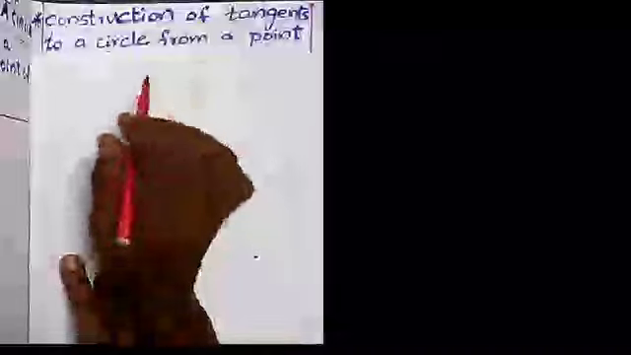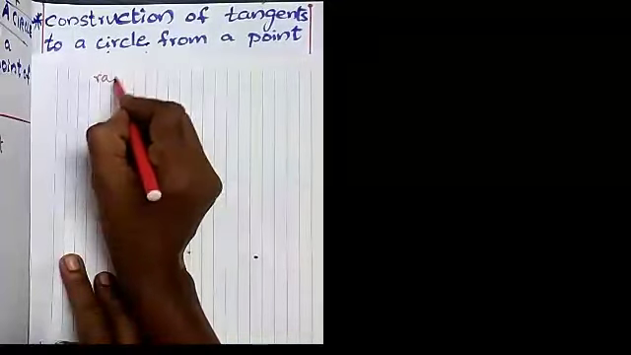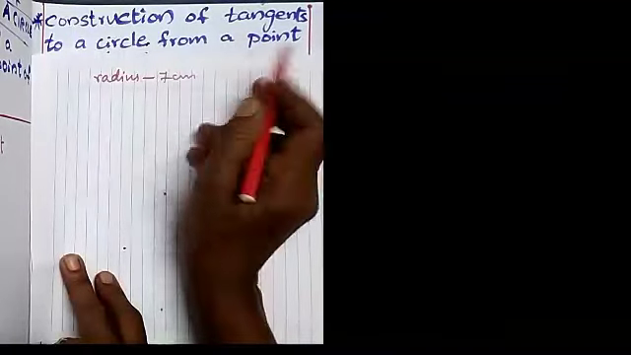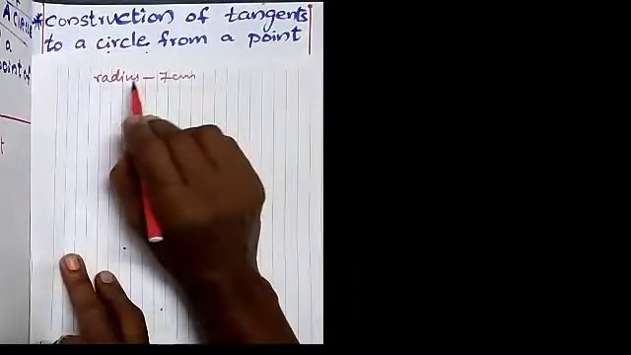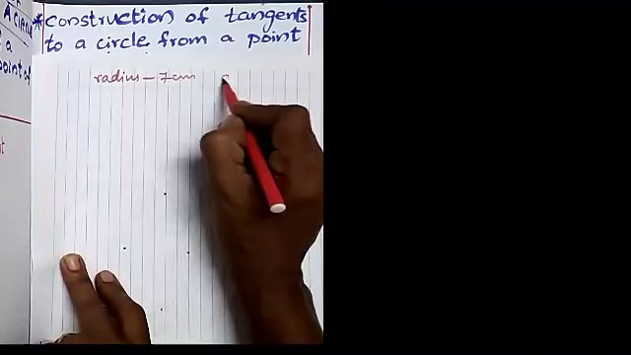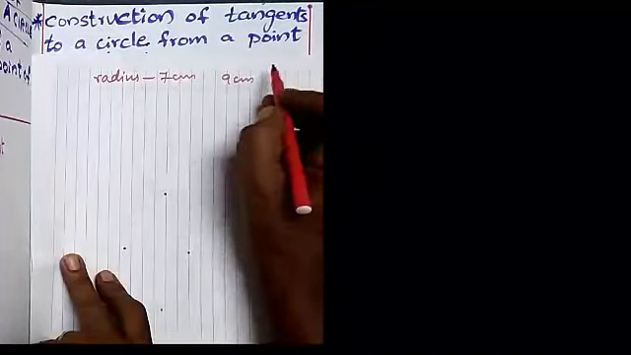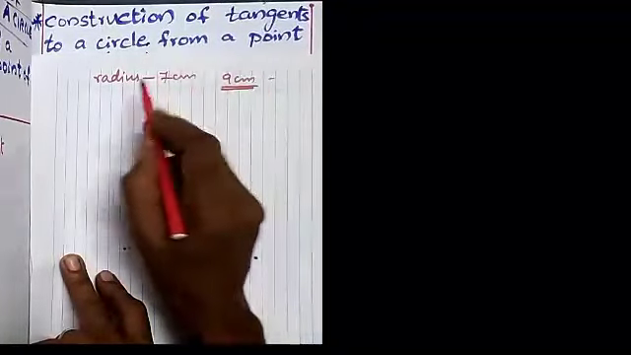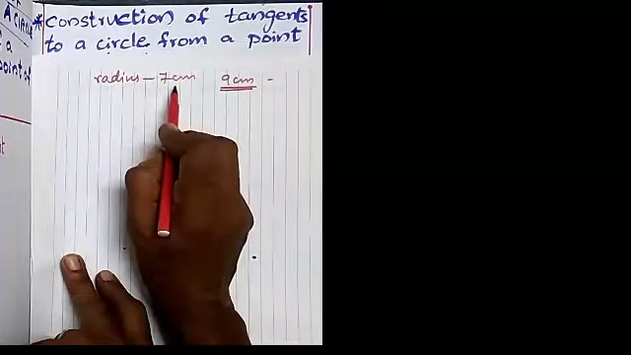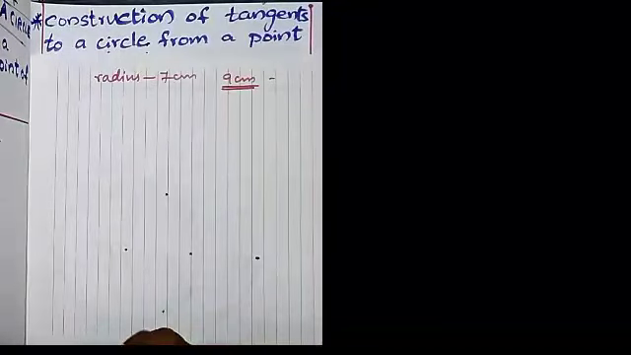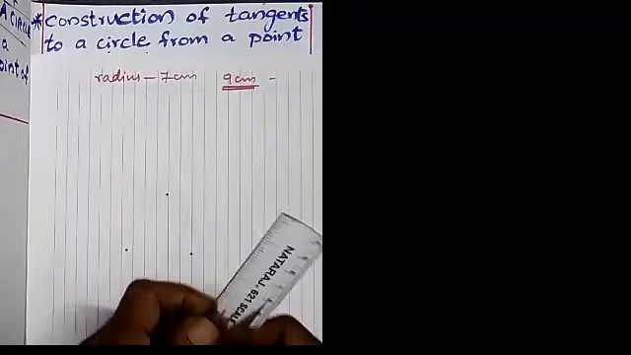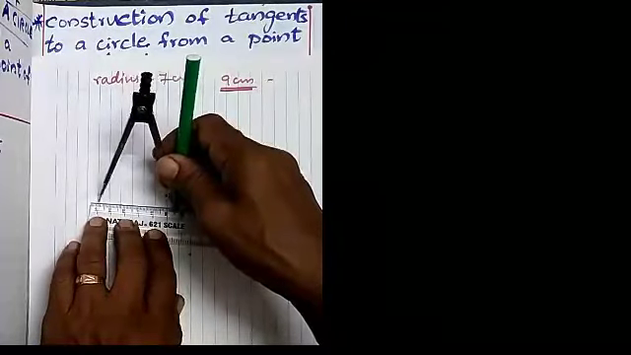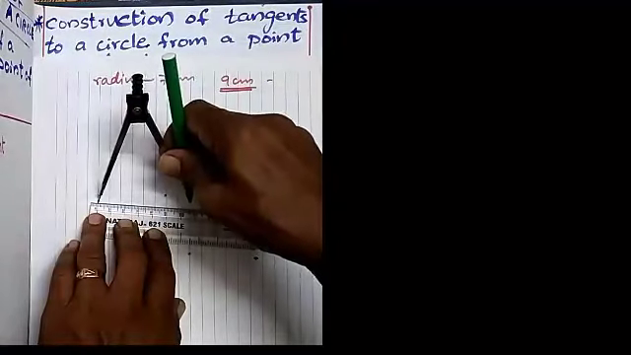The same method, one more question. Suppose the radius of the circle is given. Radius, how much we can select? 7 centimeter. Okay. And from the center, 9 centimeter away or 9.5, any measure you can select, 9 centimeter away, you need to mark the external point. So first we have to draw a circle of radius 7 centimeter, and from there the center we are marking. Okay. So 7 centimeter we need to select. Take correct measure in your compass.